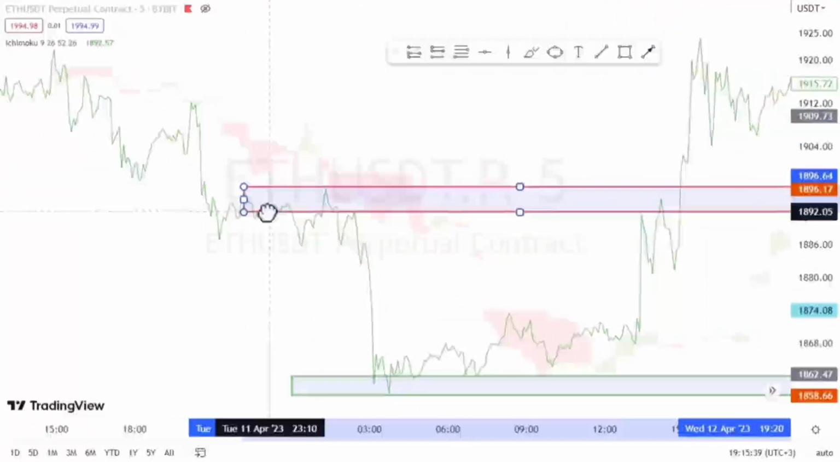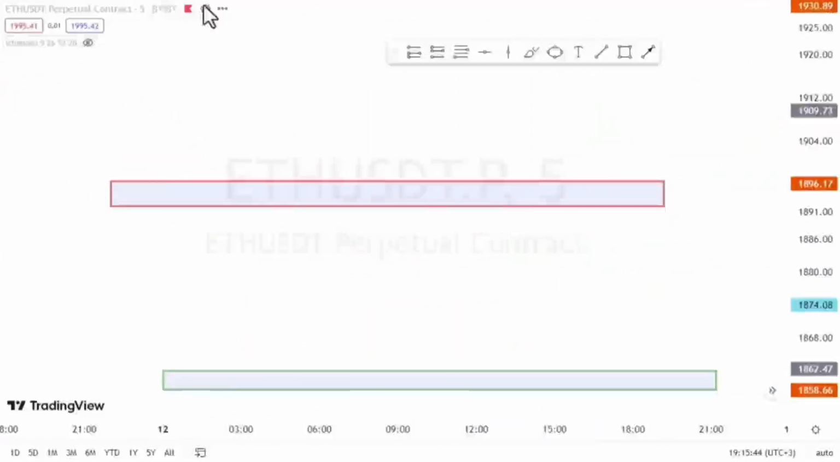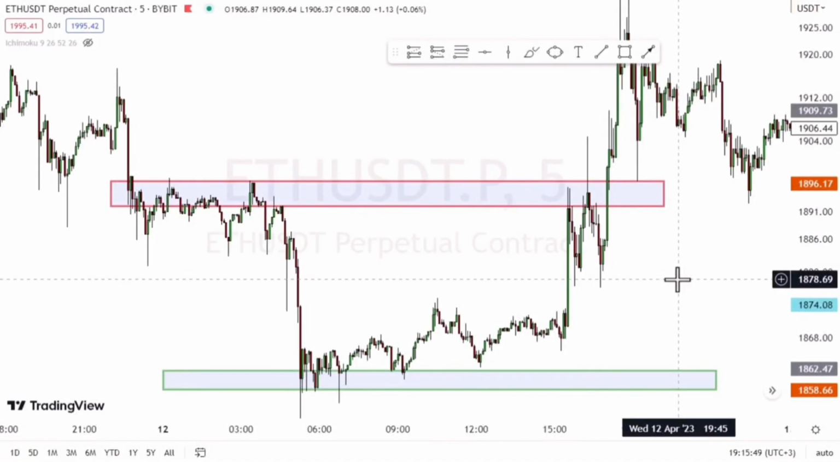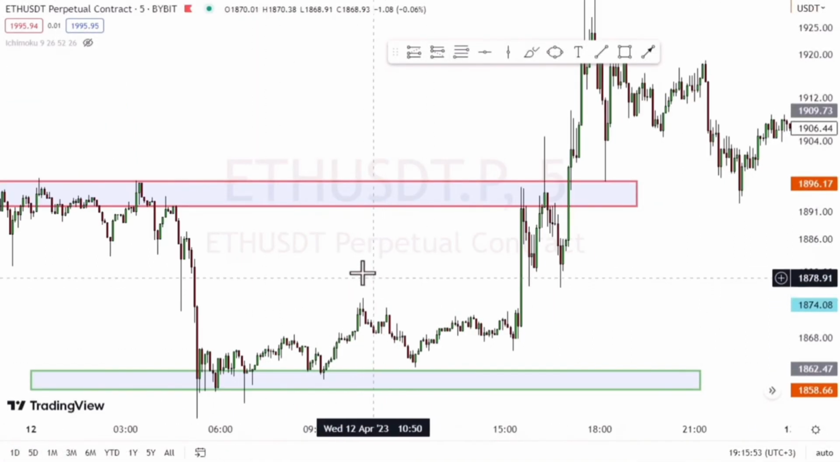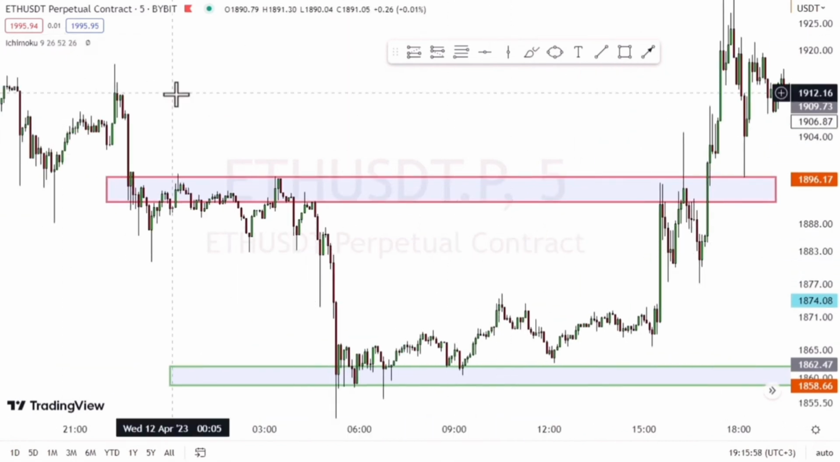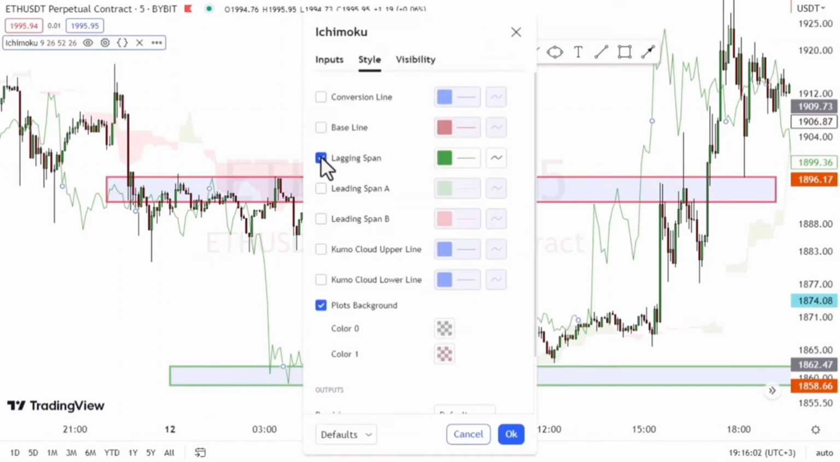As for now, we just want to know if it works, so let's remove Ichimoku, bring the candles up, and you can see it beautifully worked. So if you don't even look at the candles and just use the lagging span, you can determine support and resistance areas beautifully. Then another thing which I want to talk about is the leading span.